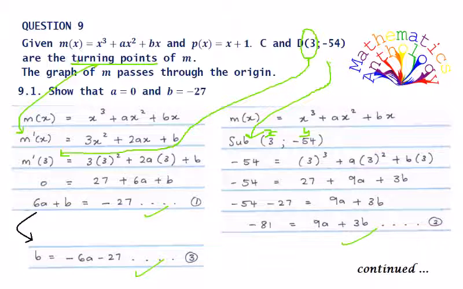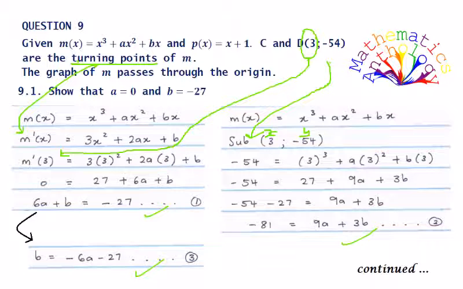We can set up our second equation using the point D as a point on the graph. So we'll take the m of x equation again, and into this equation we'll substitute the point that lies on the graph, which is D. So we'll substitute 3 and -54. Wherever we see x, we'll put 3, and wherever we see y, we'll put -54. So -54 will equal 3 cubed plus a into 3 squared plus b into 3. Simplify all of that, and eventually you will come to -81 is equal to 9a plus 3b.